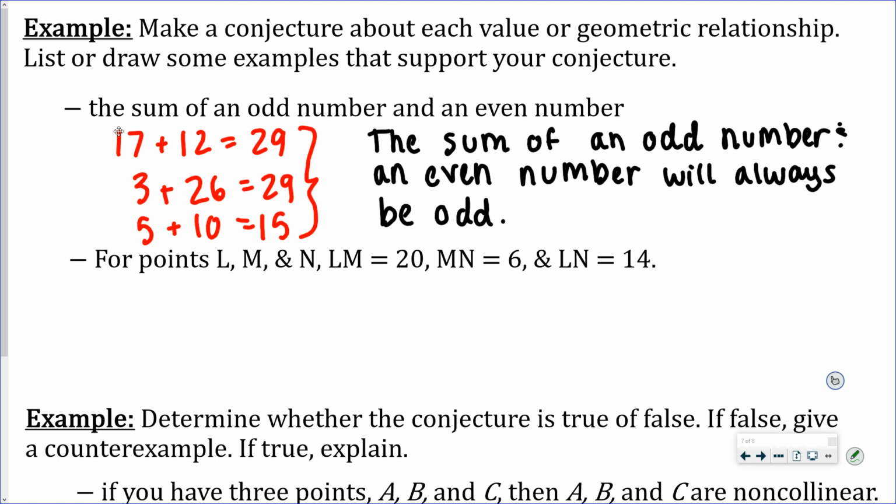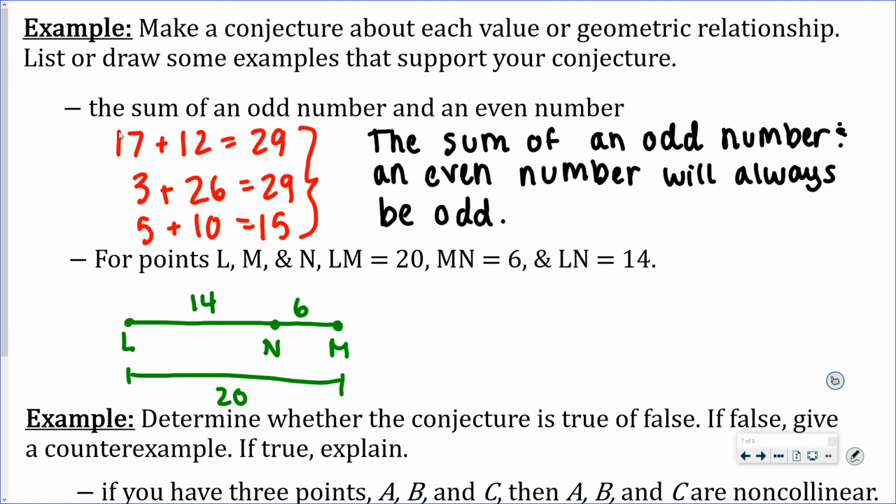All right, let's try another one. For points L, M, and N, LM is 20, MN is 6, and LN is 14. This will throw back to some stuff we learned in chapter 1. Okay, well, LM is 20, and that's my longest segment, so let's draw this. LM is 20. MN is 6. LN is 14. Okay, so that picture would correctly represent that information.